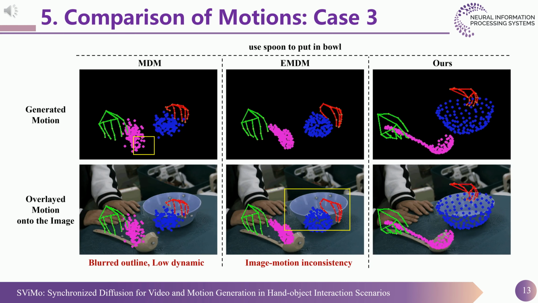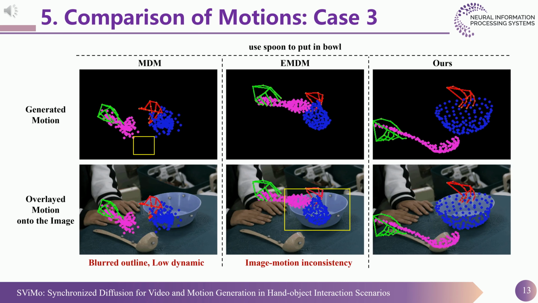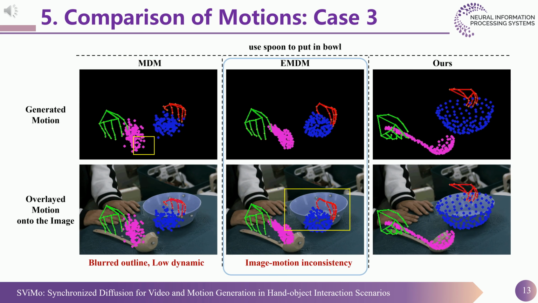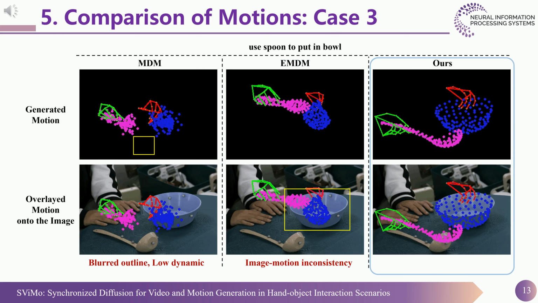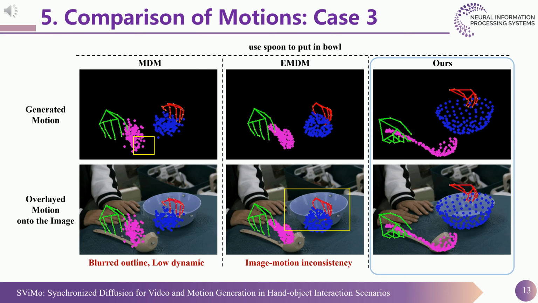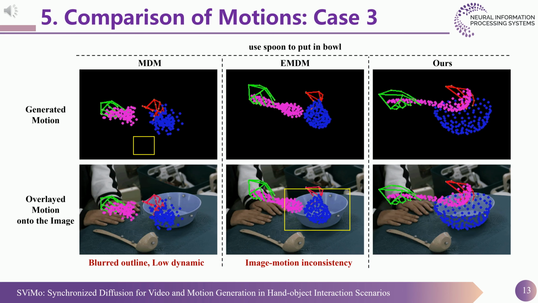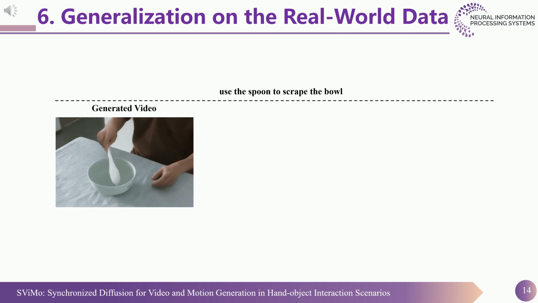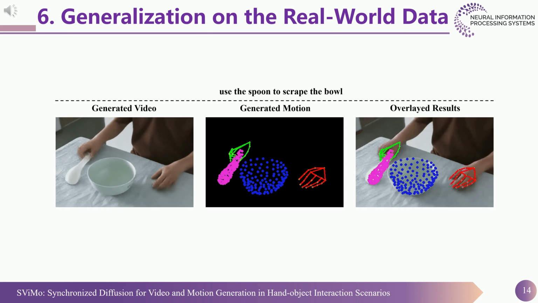The third case involves the interactive task: use spoon to put in bowl. This is MDM's result. This is EMDM's result. Finally, our results. The observed phenomena and conclusions align with cases 1 and 2, so we present the results briefly. To validate the model's generalization capability, we collected real-world data and performed zero-shot generation.